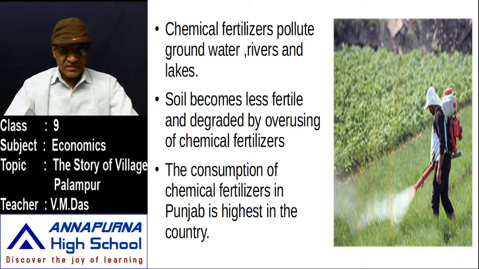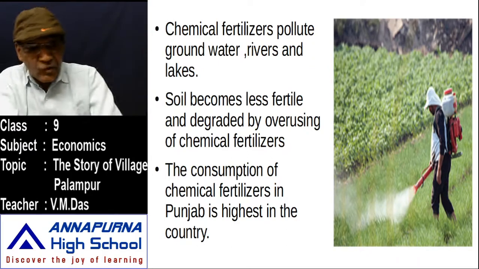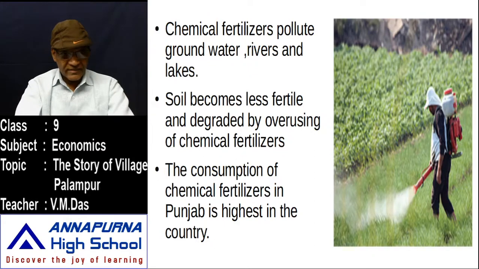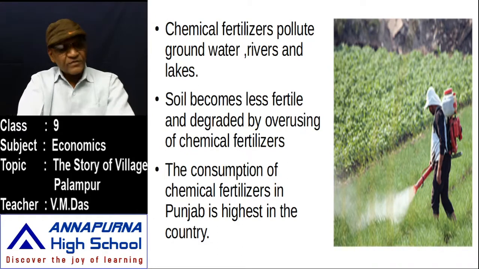Everywhere water is polluted. Then soil becomes less fertile due to overuse of pesticides or chemical fertilizers. Soil becomes less fertile in the course of time and degraded by overusing chemical fertilizers. So overusing all these chemical fertilizers leads to a loss of fertility, and not only that, land is degraded. Soil is degraded by overusing chemical fertilizers, my dear children.